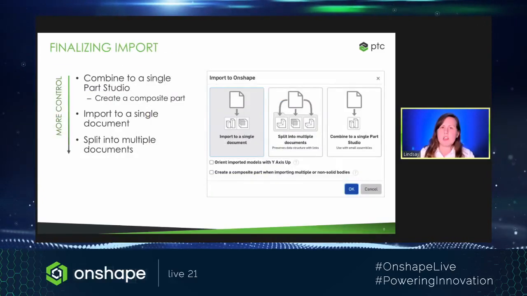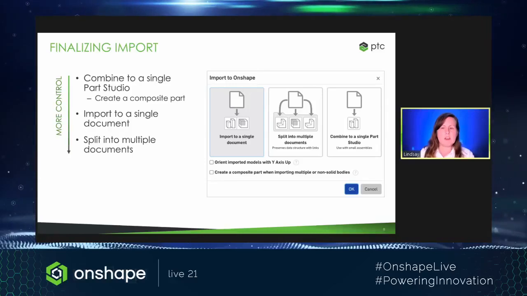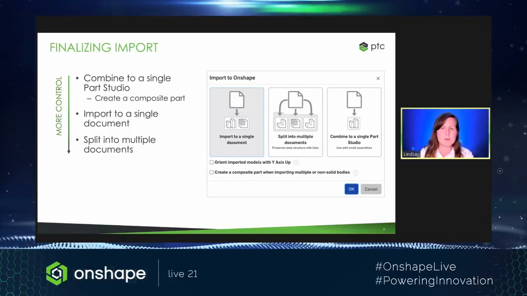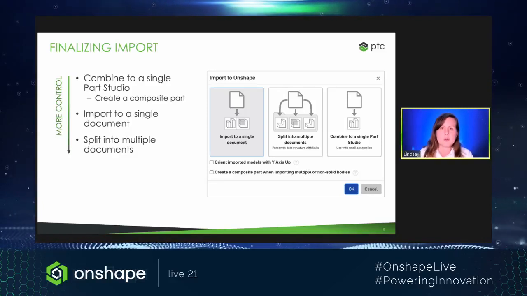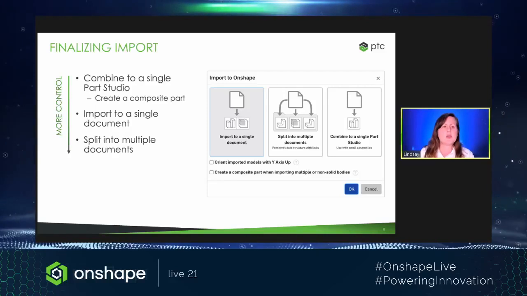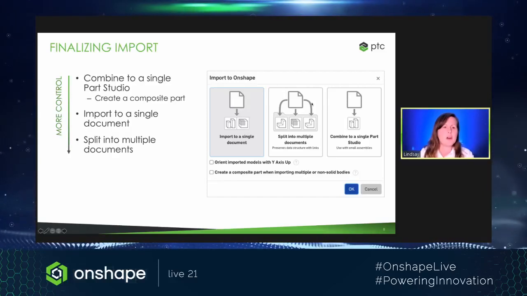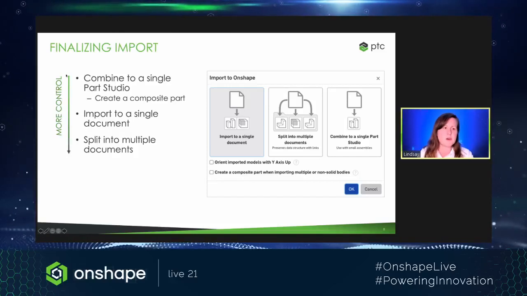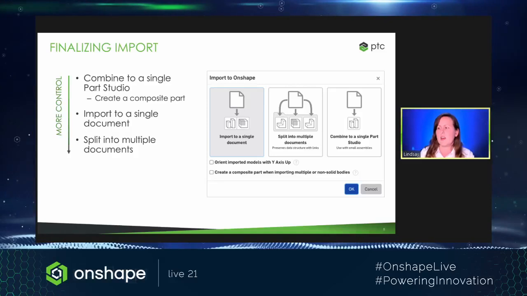So when you're in Onshape and you go to import, there are 3 options, and I will show you the results of all 3 options with the same assembly so you can gauge what each one truly does. But let's talk through it first. I've organized them from least control to most control, and it's also least complex to most complex, which is really a good way to think of it.